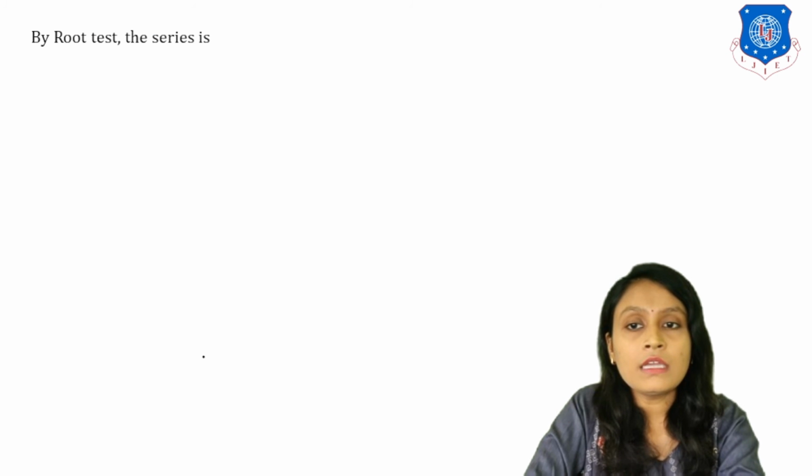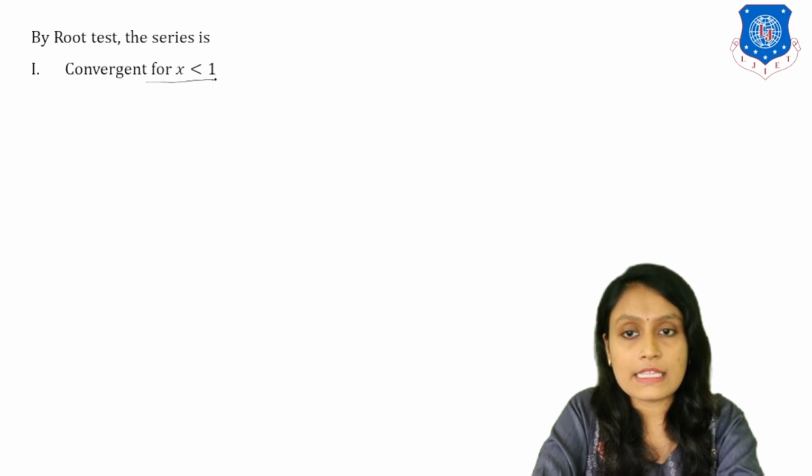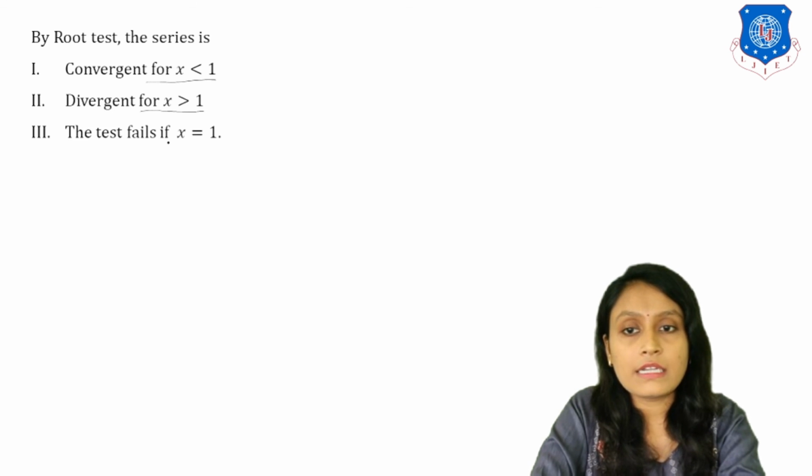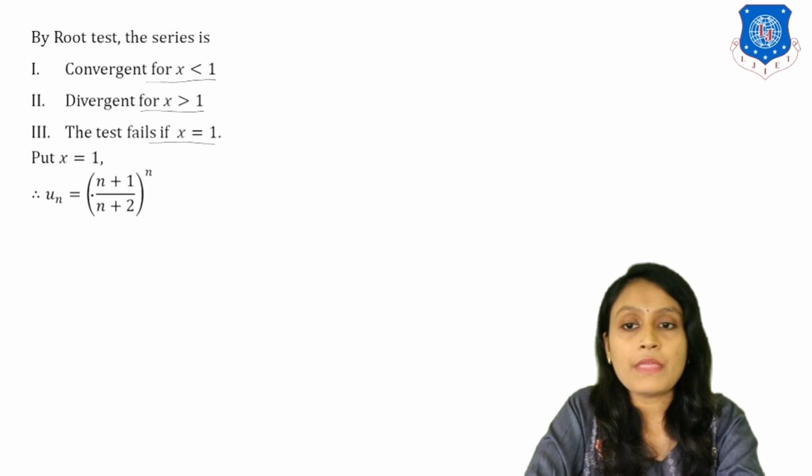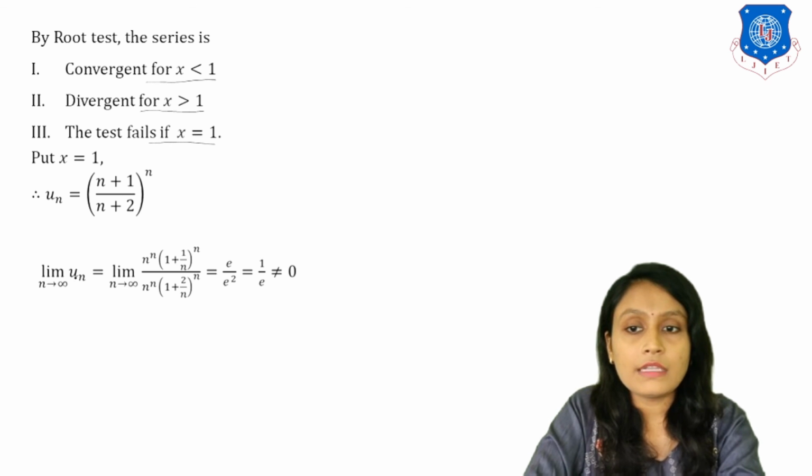Okay, so by root test we can say that the series is convergent for x less than 1, it is divergent for x greater than 1, and the test fails for x equal to 1. Okay, so now we will check for x equal to 1. So put x equal to 1 in un. So you will get un as (n plus 1 upon n plus 2) whole raised to n. Now we will find this limit n tends to infinity un. So take n raised to n common from numerator and denominator.